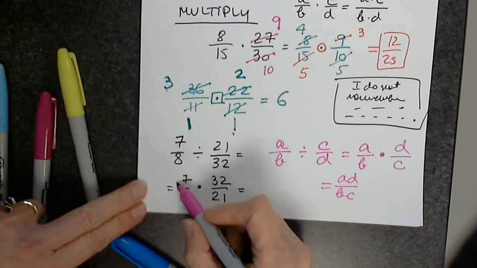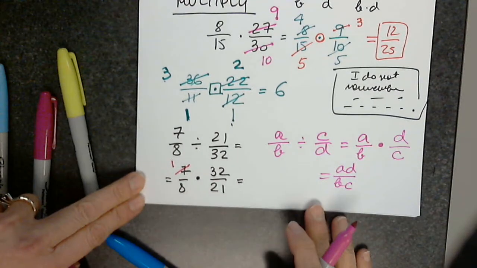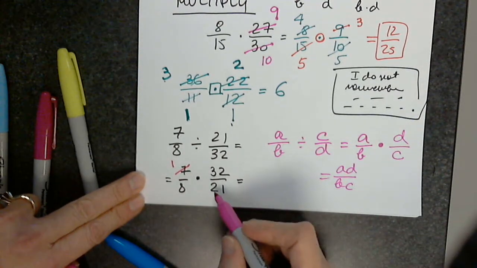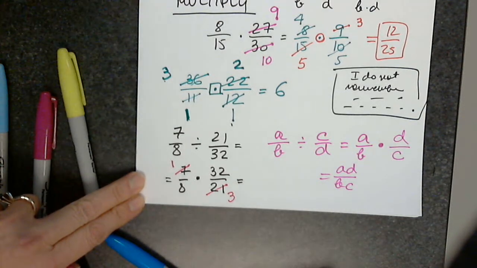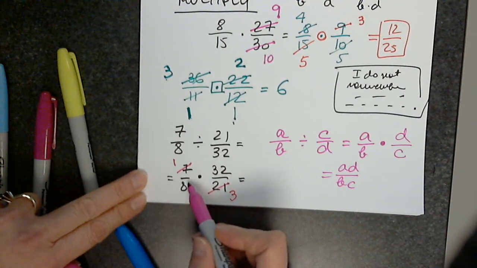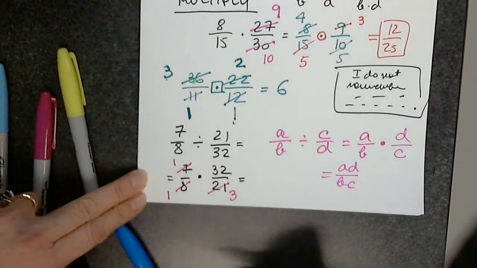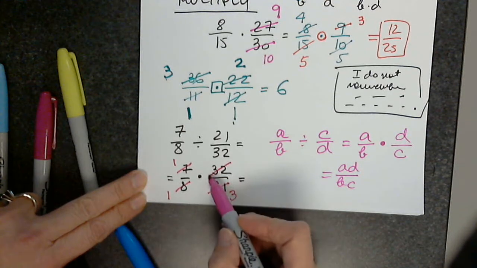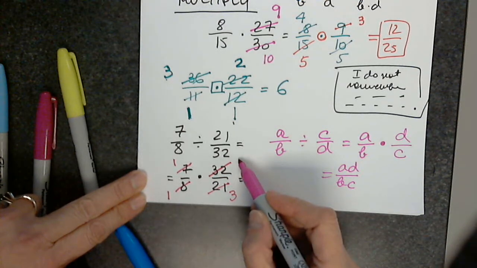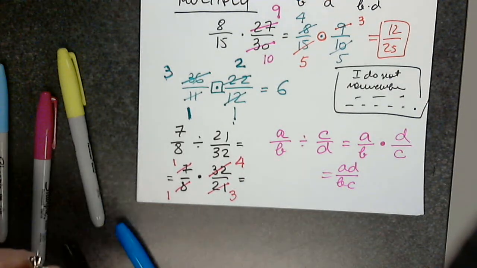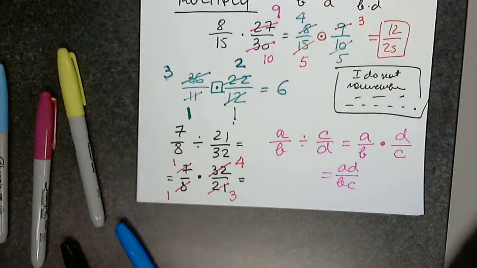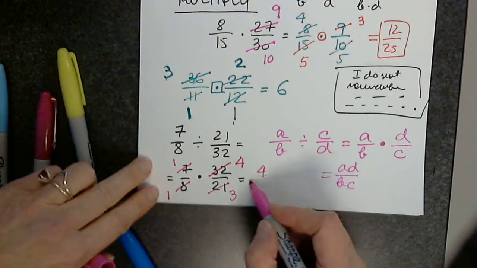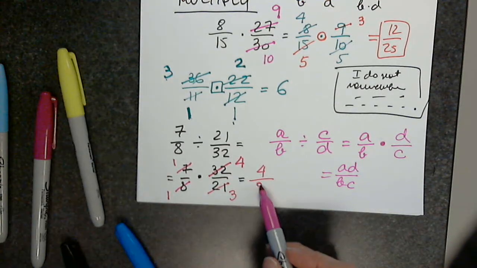7 divided by 7 is 1. 21 divided by 7 is 3. 8 divided by 8 is 1. 32 divided by 8 is 4. What is left at the top? 4 over 3. Yes, 1 times 4 and 1 times 3.